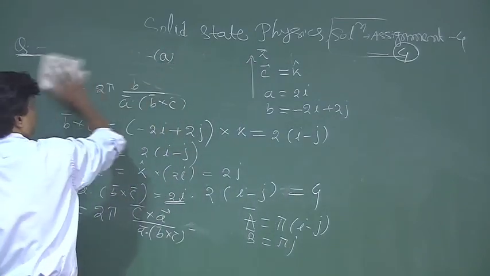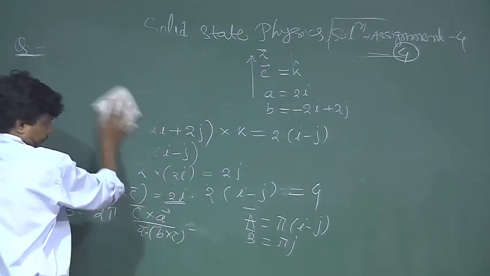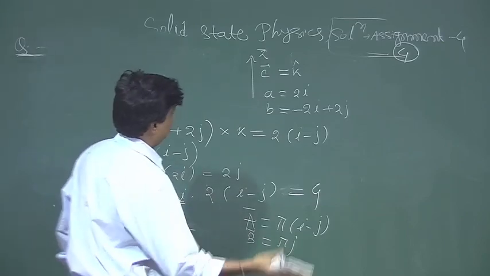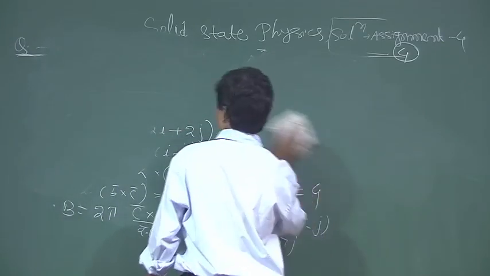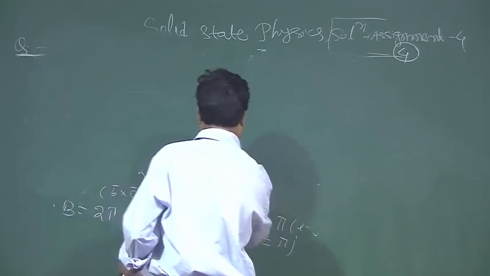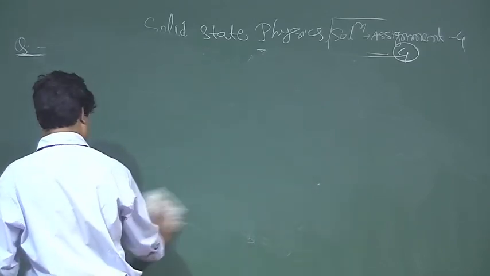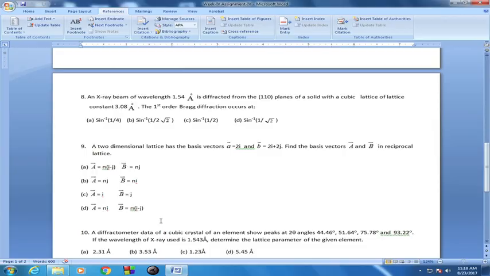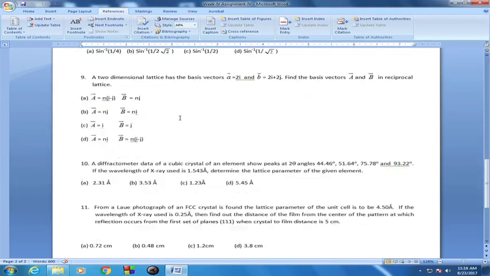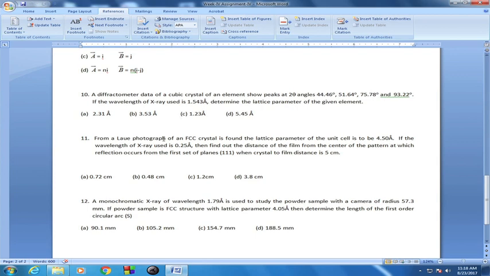So, question 9 is over. Now, the next question, question number 10. Let us see question number 10: the diffraction data of a cubic crystal of an element. The peaks are at these 2 theta angles. We have to determine the lattice parameter of the given element.